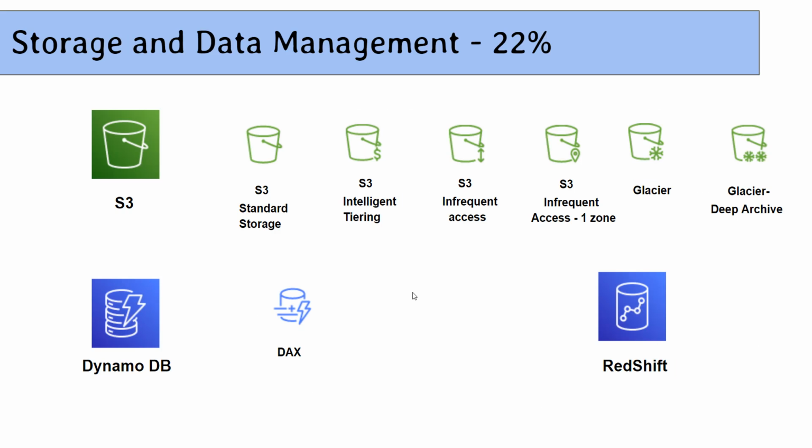Next is storage and data management. That counts for 22%. The most important services for storage are S3 and Glacier. You should be familiar with all the S3 types and S3 lifecycle policies. Because S3 integrates with Redshift and Athena, you will find S3 being referred in many of the questions in certification. So do it holistically. The next two are DynamoDB and Redshift. I found very few questions on DynamoDB, but Redshift you have to prepare comprehensively. Maybe because Redshift comes under the analytics domain also.